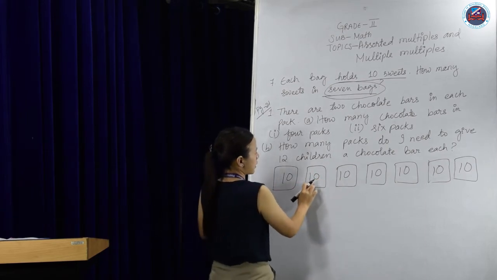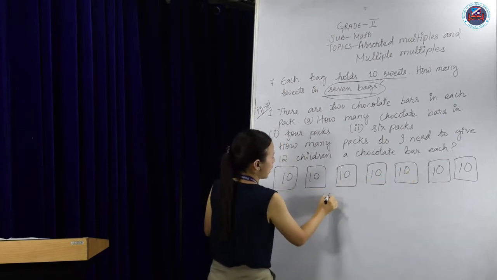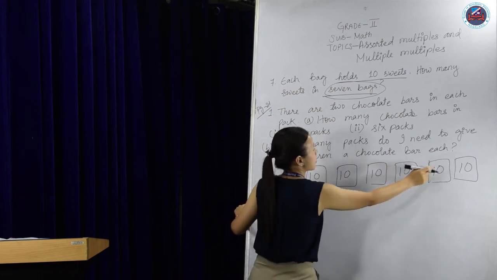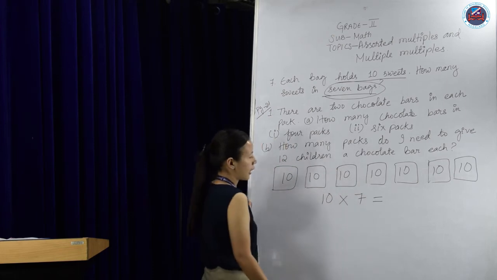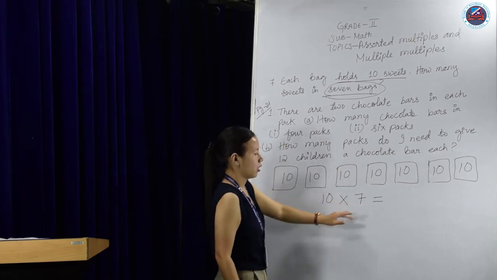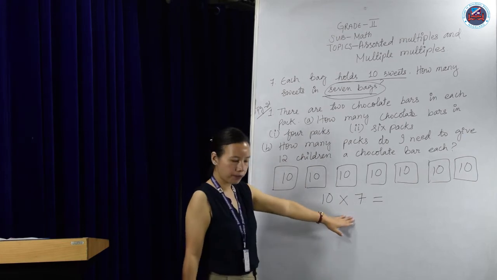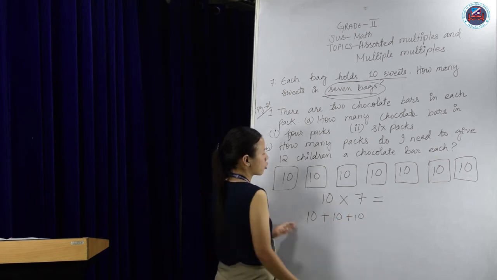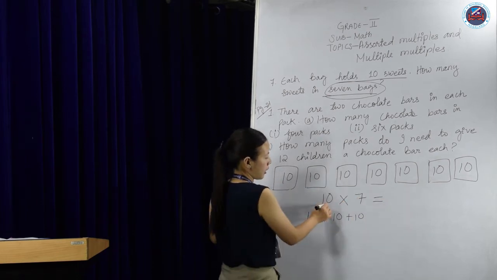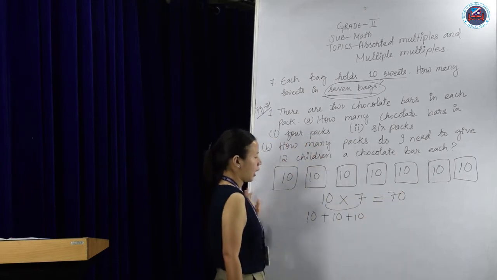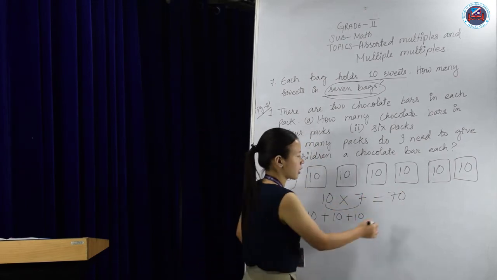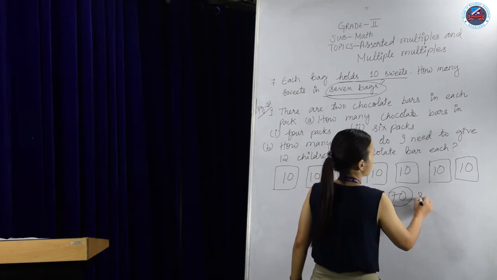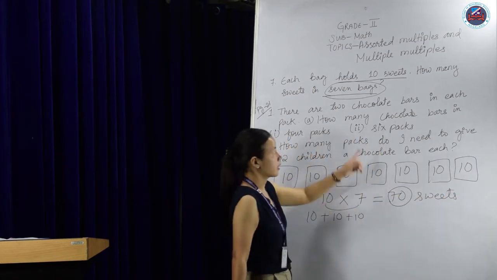So we know that there are 10 in each bag. How many bags do we have? That is 1, 2, 3, 4, 5, 6, 7. That is 7 bags. So what will be the answer? 10 times 7. Either you can find it by multiplying with 7, or you can use the repeated addition method. That is, you keep on adding 10 seven times. 10 times 7 is 70. And if you add 10 seven times, you get the same answer, that is 70. So we have 70 sweets in 7 bags.